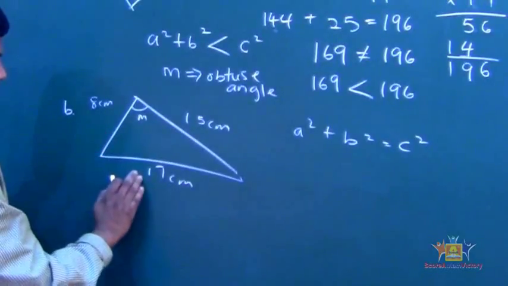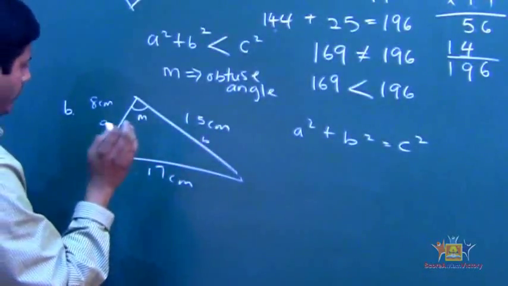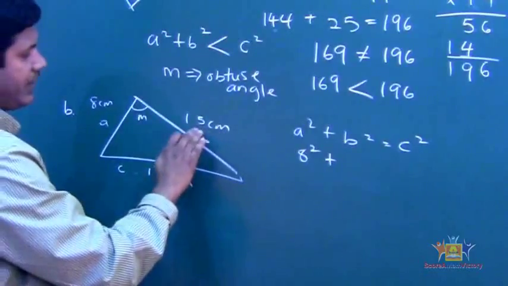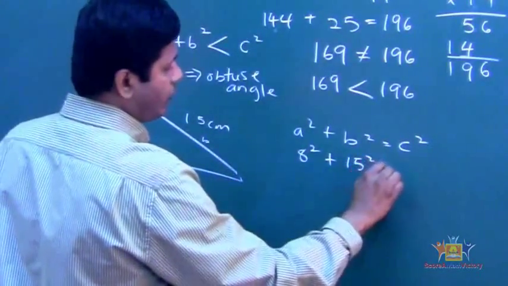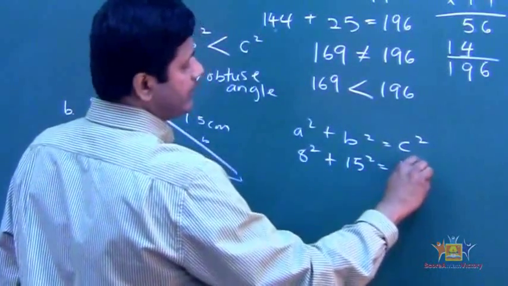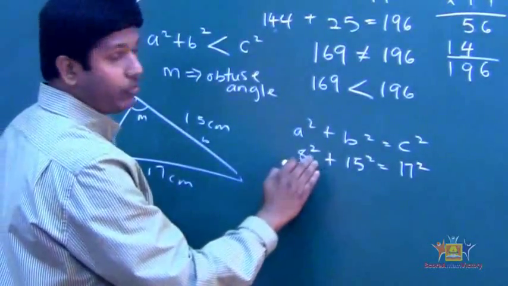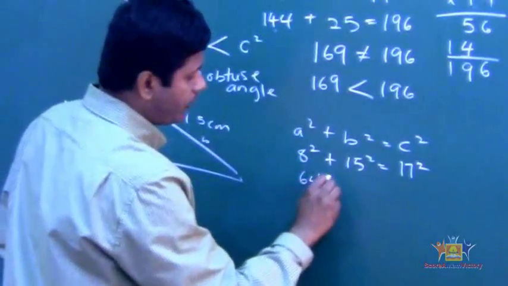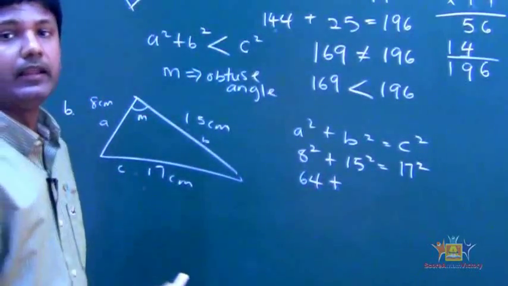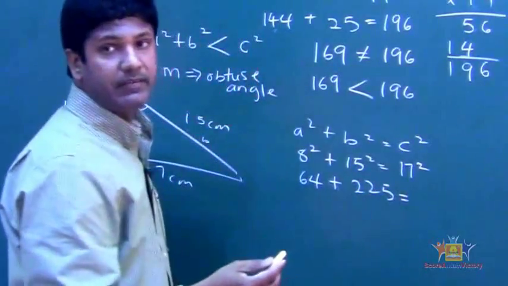And let's find out which one is A, B, C. So the biggest thing is C, okay? So this is the C. Then we can put this one A and B. So A is 8 centimeters, it means 8 squared, and B is 15 centimeters, we're just going to take the 15 and square it, and then C is 17 centimeters, so we take only the 17 and square it. 8 squared is 8 times 8, which is 64, and 15 squared is 15 times 15, and we know that's 225.